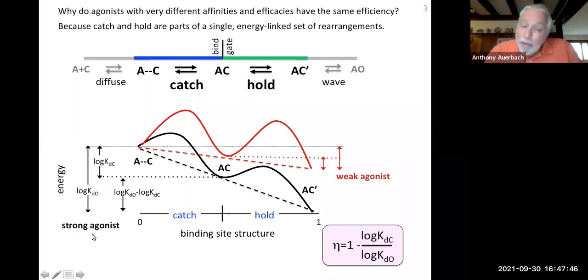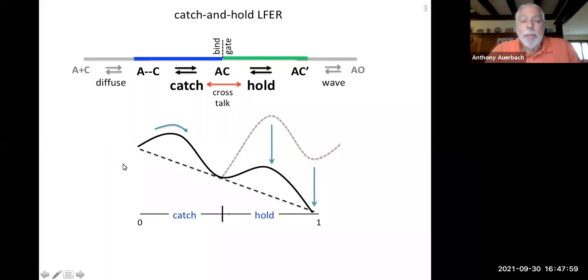So it doesn't matter the affinity of the agonist, it doesn't matter the efficacy of the agonist. What matters is the ratio, and the ratio is the same because these two follow a free energy relationship. Just to say what I mean by that a little bit, so once there's crosstalk.